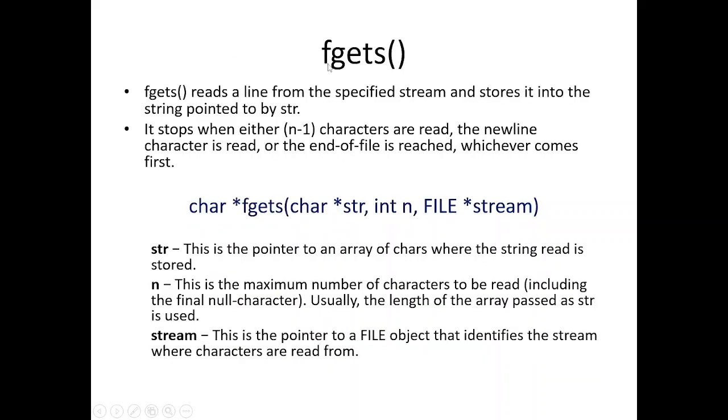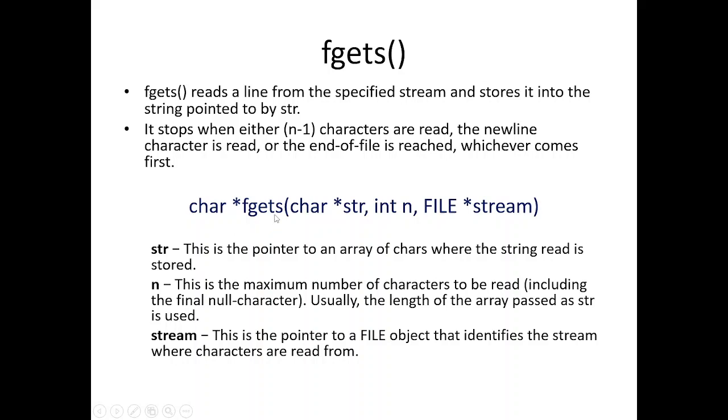Next, fgets. We are going to read a string from a file, right? It reads a line from a specified stream and stores it into the string pointed to by str. It stops when either n minus 1 characters are read, the new line character is read, or end of file is reached. These are the conditions for termination, right? So what is the return type of this? It is going to return a character pointer, right?